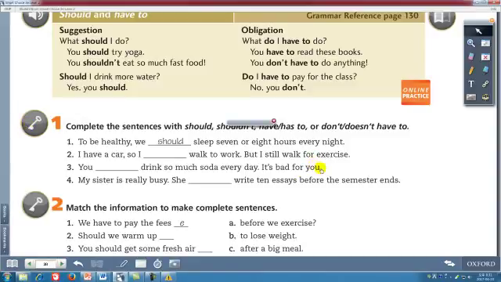Okay, so those are your answers for part 1. Make sure that you understand those concepts. Remember, you've got suggestions and obligations here. So number 1, of course, is should. Number 2, don't have to: I have a car, so I don't have to walk. And number 3, giving suggestions: you shouldn't drink so much. And the last one, she has to write 10 because she's so busy.